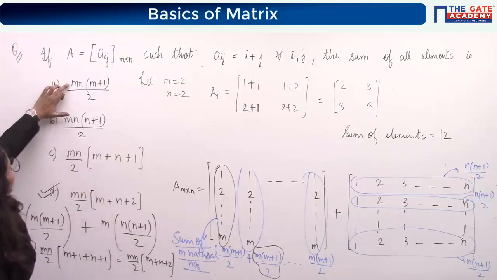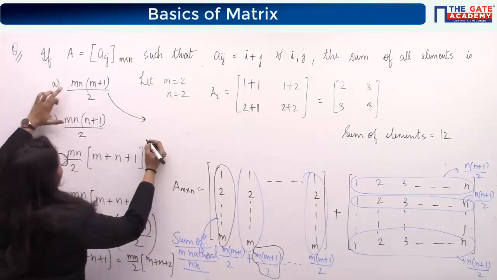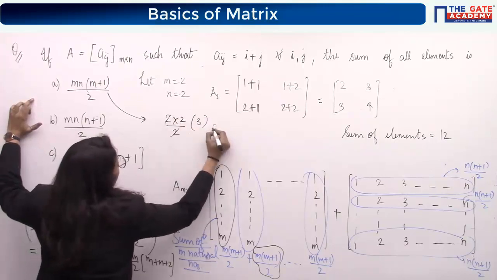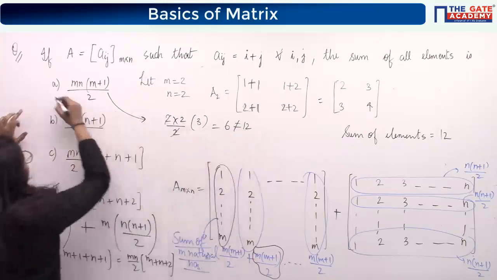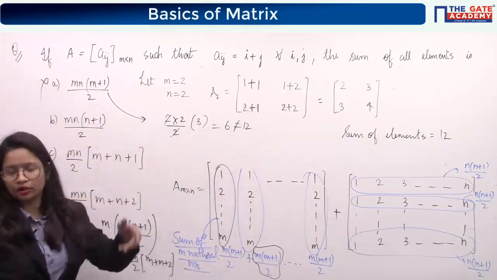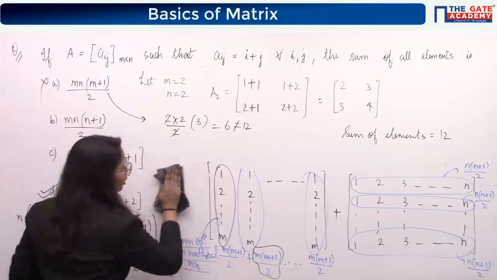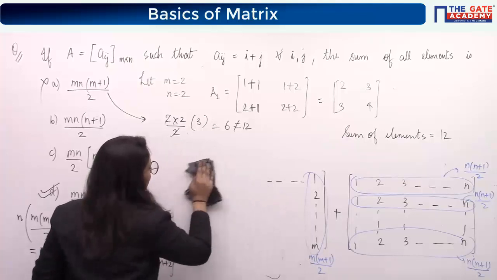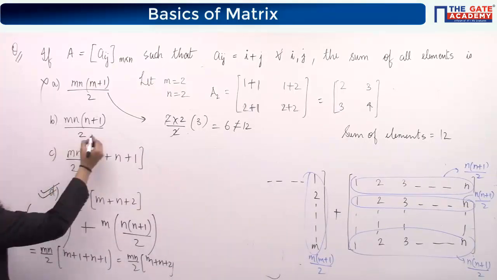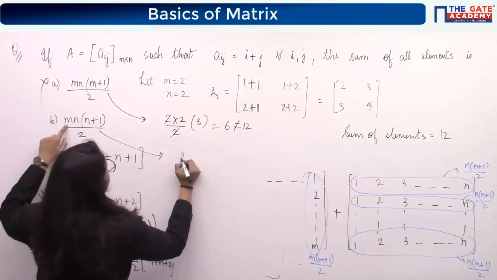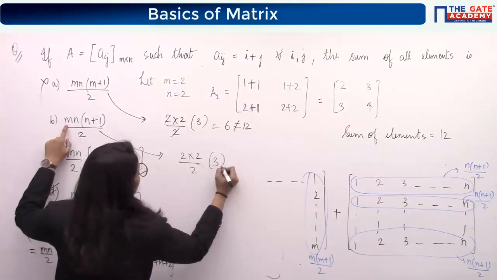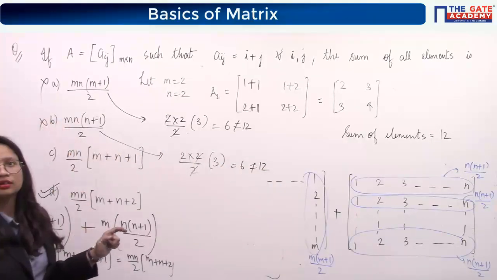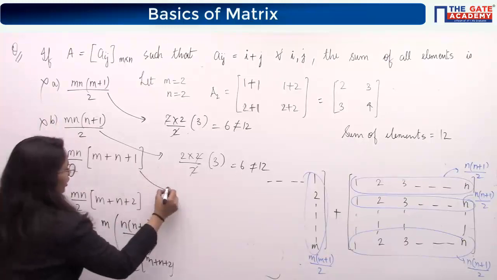Match with the options: if I say option A is the answer, then substitute m as 2, n as 2. You are not getting 12, which means this is not your answer. This is how you will solve by verification. Again check for option B. If you substitute m as 2, n as 2, again you are getting 6, which is not equal to 12, definitely this is not your answer. Understood? What I am trying to do?